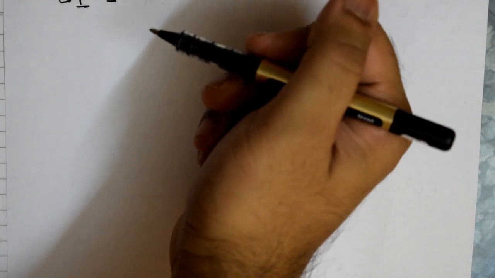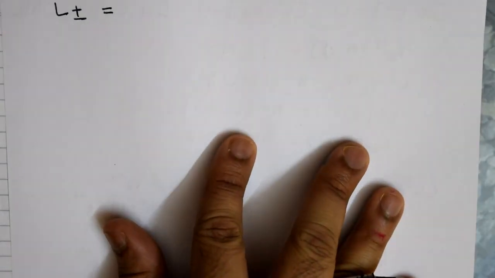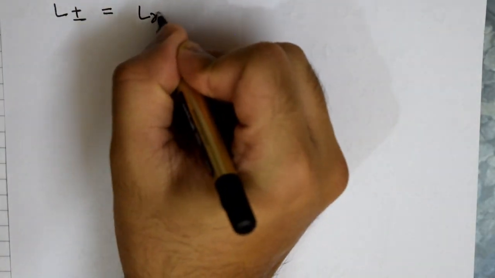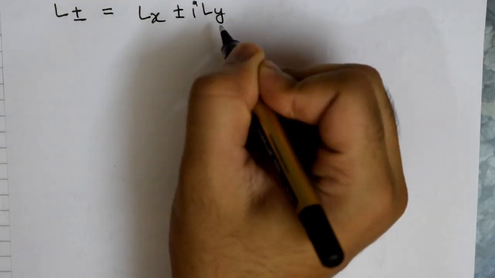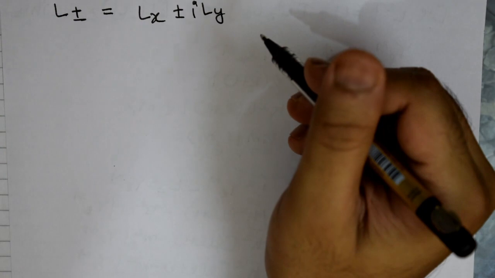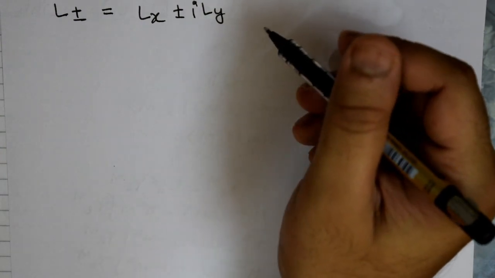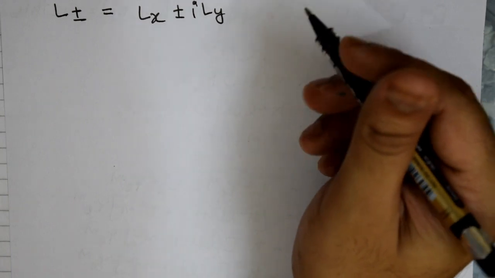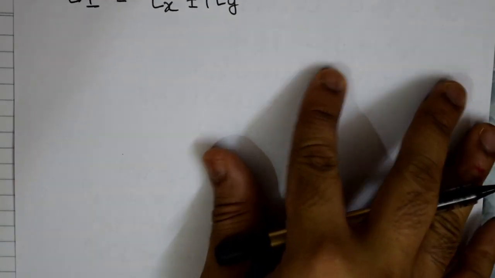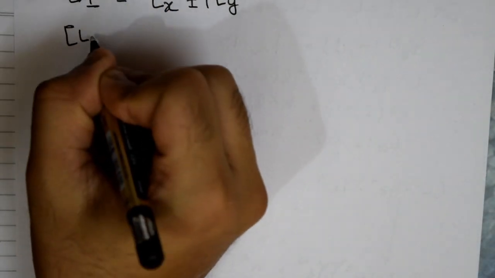So you can have L plus minus, which will be equal to Lx plus or minus i Ly. If it's L plus, it's Lx plus i Ly. If it's L minus, it's Lx minus i Ly. Okay, so these operators we had seen before. We will try to use these operators again. So let's take a look at some commutation relationships.